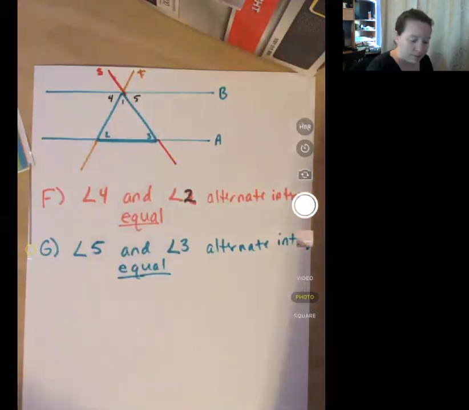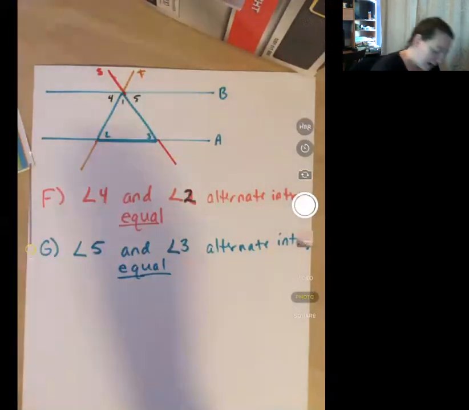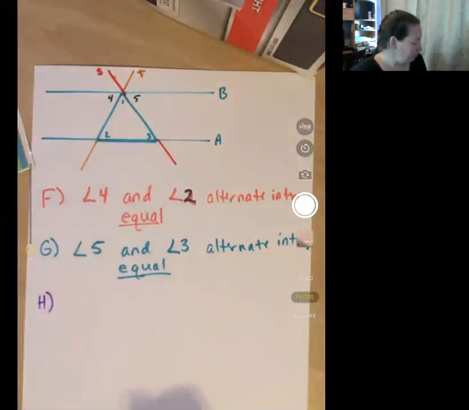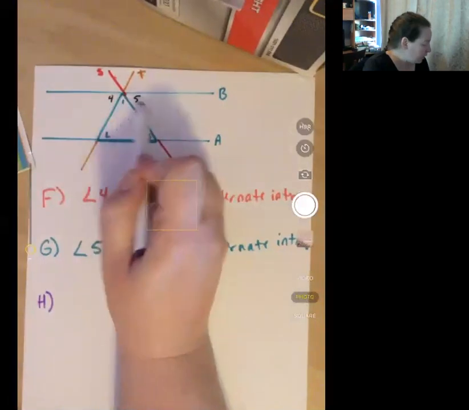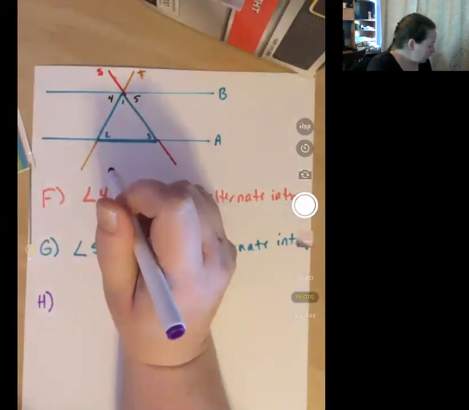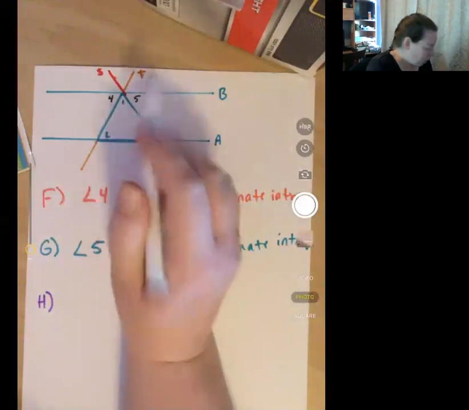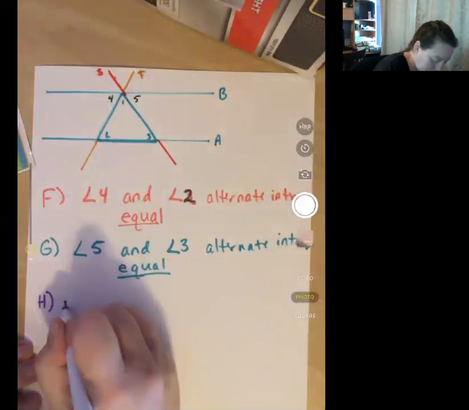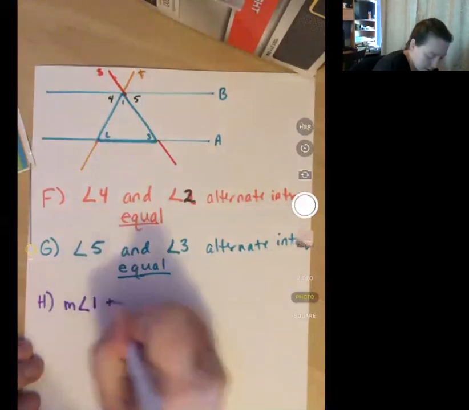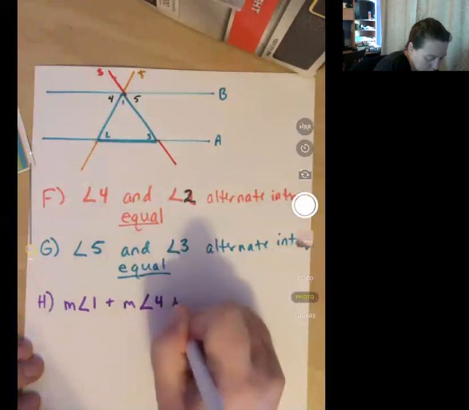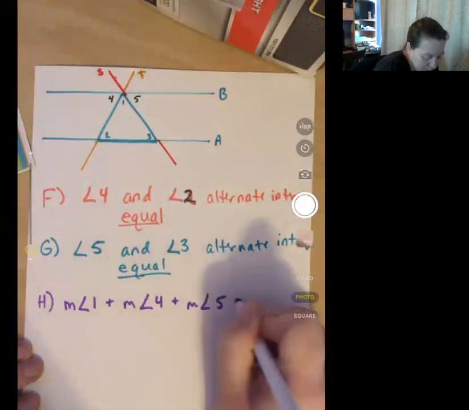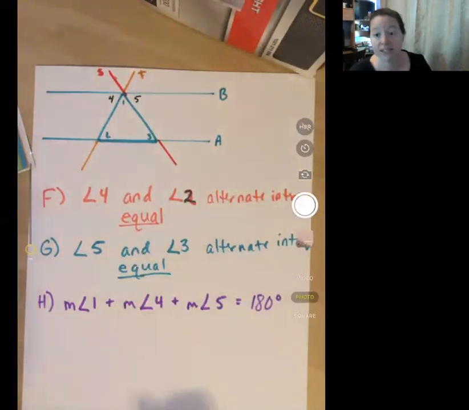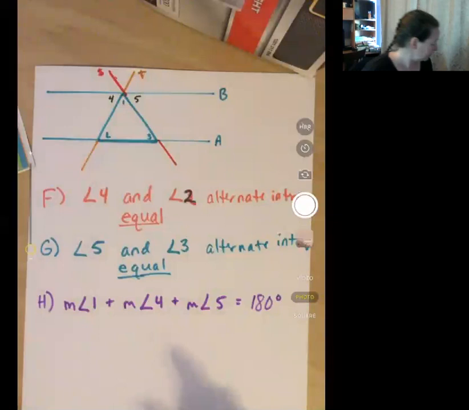Letter H. The 3 angles that lie along line B at the vertex are 4, 1, and 5. Note those 3 angles lie in a straight line. So this is the measure of angle 1 plus the measure of angle 4 plus the measure of angle 5 is all equal to 180 degrees because it lies in a straight line. That's just how it is.